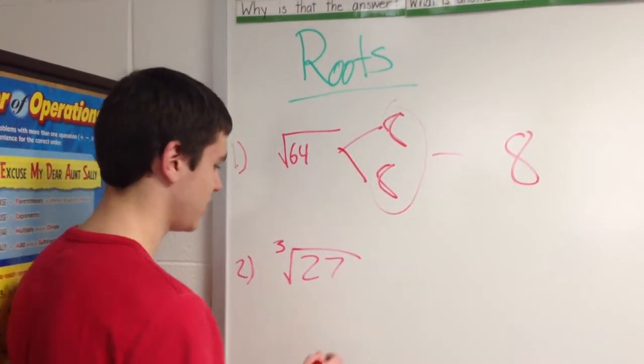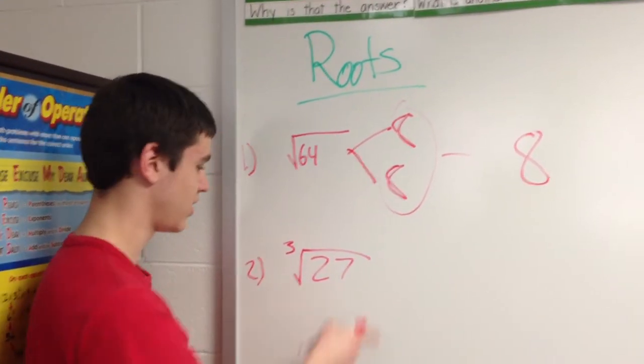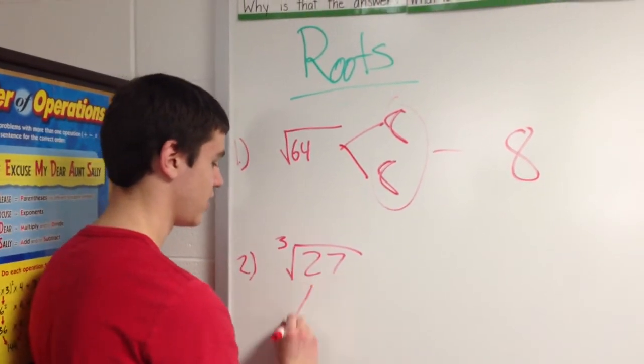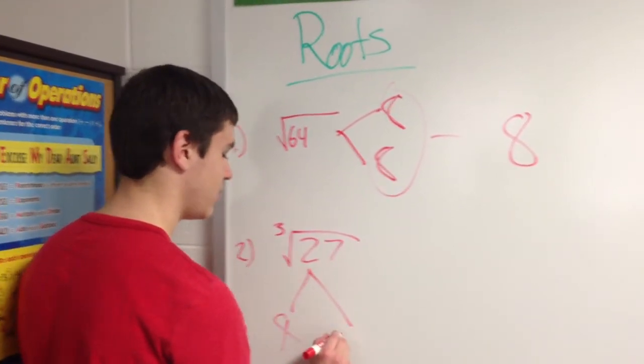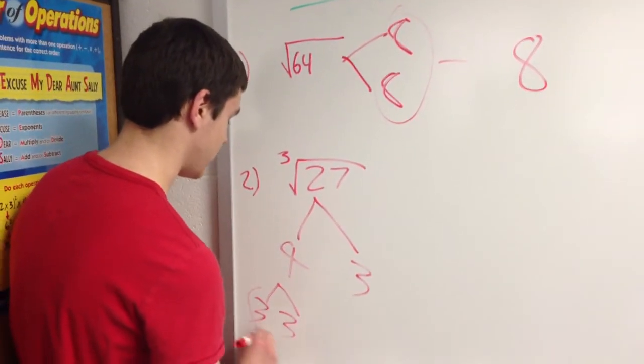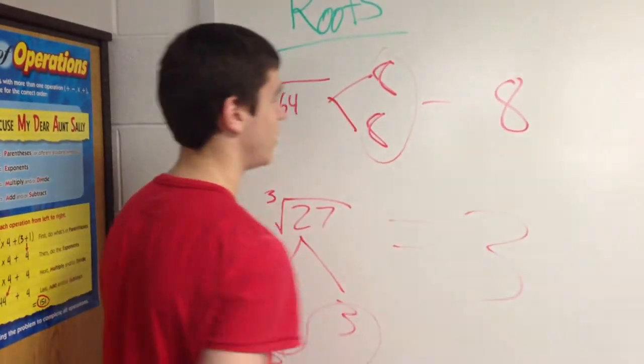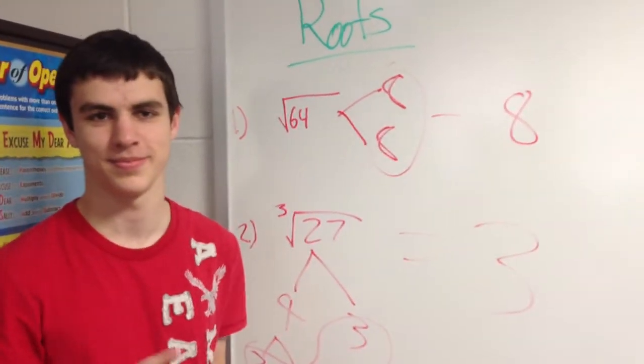That's the answer. For this one, since there's a 3 here, you need 3 numbers to go to the outside. So you get 9 and 3, and 9 goes to 3 and 3. And since there's three 3s, you get 3. And that is how you do roots.